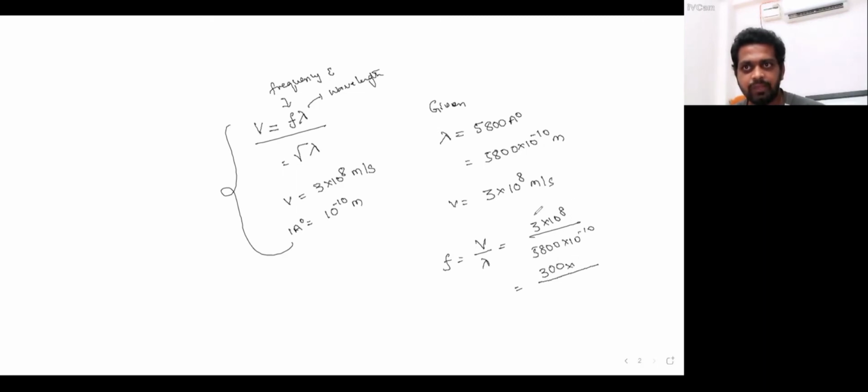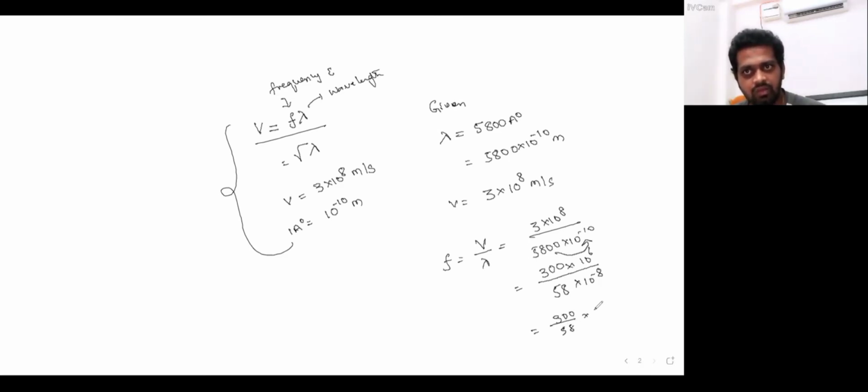I will take 2 zeros. So 10 to the power of 6 you will have divided by 58. I will carry forward these 2 zeros, nothing but 10 to the power of 2, to 10 to the power of minus 10. Then you will get 10 to the power of minus 8. Then 300 divided by 58.